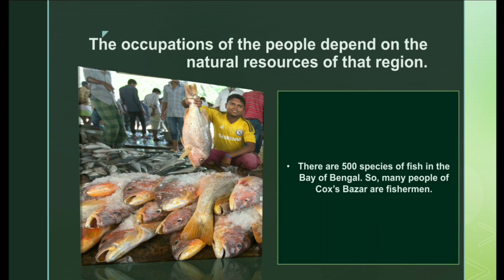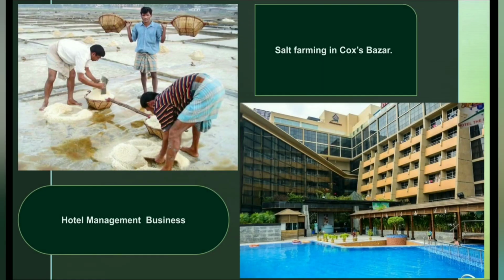Here you can see a picture of a person selling fish. So there are 500 species of fish in the Bay of Bengal. So many people from Cox's Bazar are fishermen. So this is another example. We know the Bay of Bengal is enriched with salt. So the salt industry actually developed in Cox's Bazar. So there is a picture of salt farming in Cox's Bazar. And another thing is, as it is a tourist spot, there are many hotels and motels there. So the hotel management business developed in Cox's Bazar.